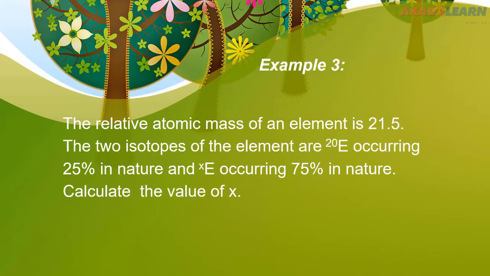Example 3. The relative atomic mass of an element is 21.5. The two isotopes of the element are E20, occurring at 25% in nature, and EX, occurring at 75% in nature. Calculate the value of X.